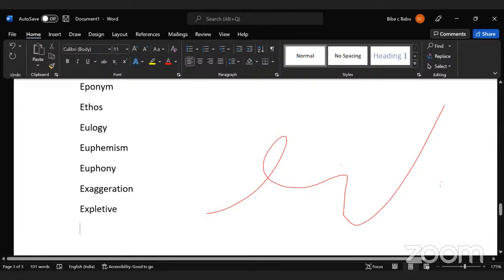Next is expletive. Expletive means a rude word. It's a very rude way of saying something. When you're angry, annoyed, or excited, you say something very rude. That is called expletive.